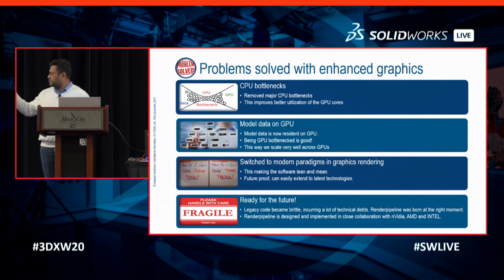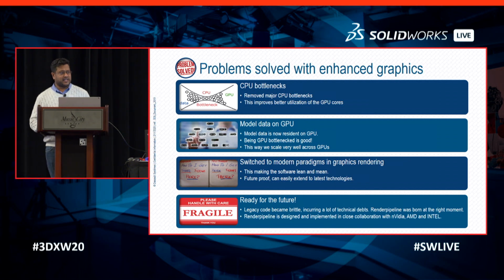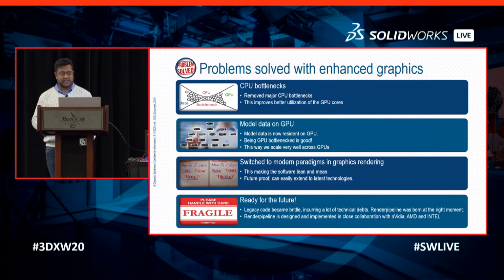And this brings me to the next point on model data, keeping the model data on the GPU. Early releases of SolidWorks had the tessellation data on the GPU, but with 2020 onwards, we keep a lot more information resident on the GPU. This allows the GPU to perform as fast as it can and without any disruptions from the CPU. And this helps in scaling. The important thing here is that it scales across different models and generations of GPU releases, all the way from low end to high end.